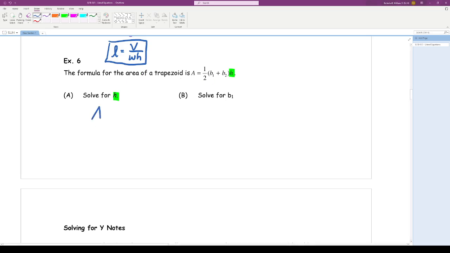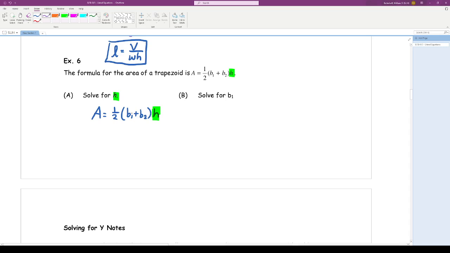So let's get started. We have A equals 1/2 times b1 plus b2. Those are the top and bottom base of our trapezoid. And then times h. Since we want this h over here all by itself, we need to get rid of the things multiplied by it. I'm going to get rid of the 2 first.